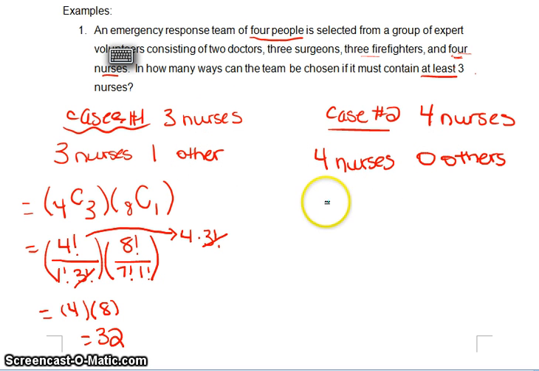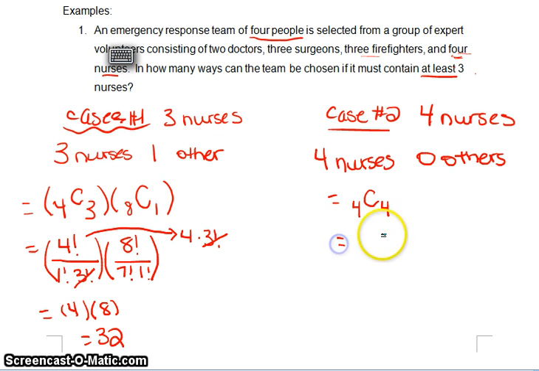So using our formula, you really don't need to do the math for this, because there's only one way to choose 4 people from 4 people. There's only one way to take those 4 people. But if we want to, just to double check, let's put this into our formula. We have 4 nurses, and we're going to choose 4 of them. We don't need to create one for 0 others.